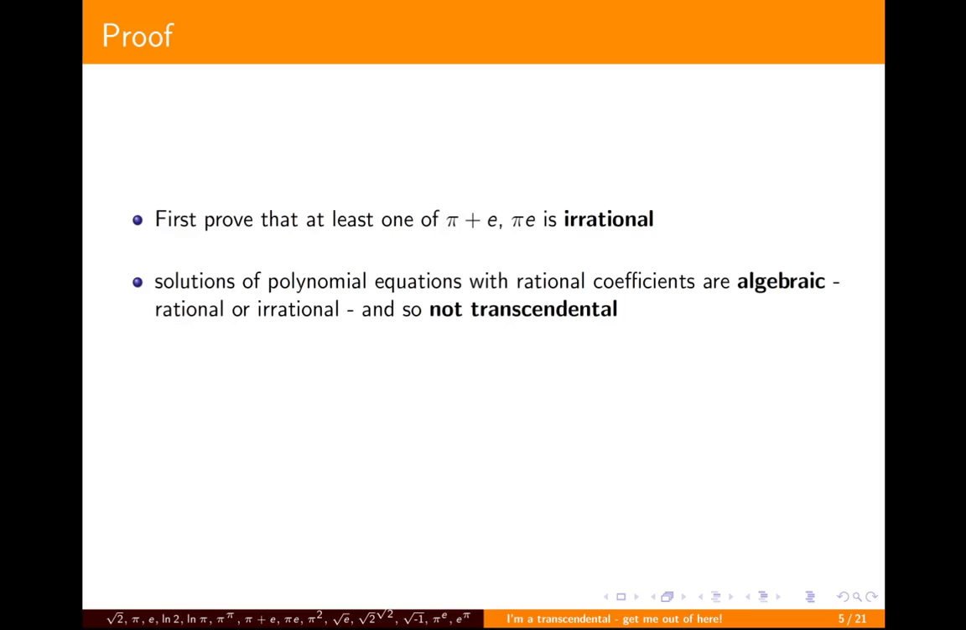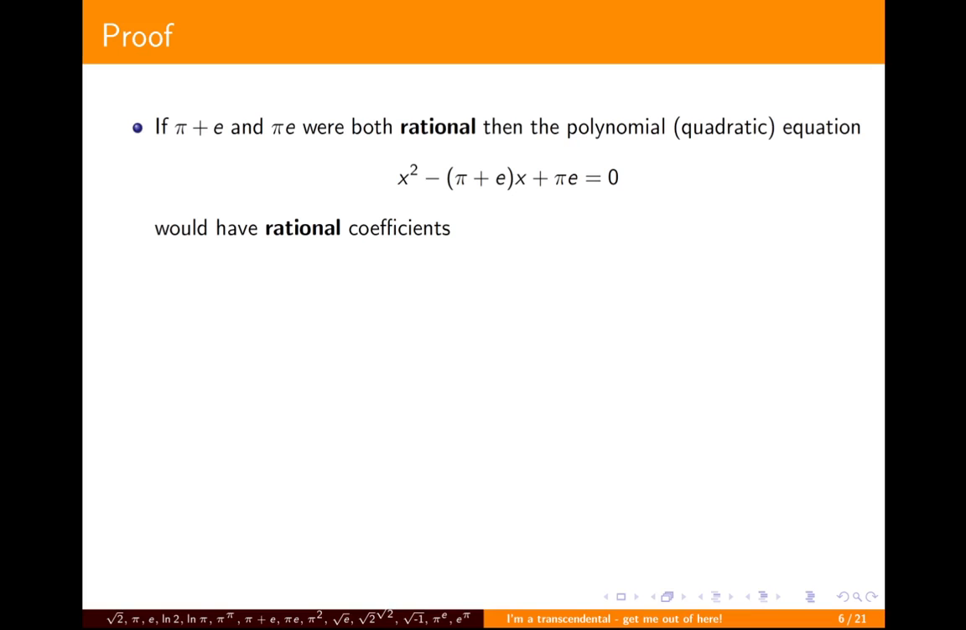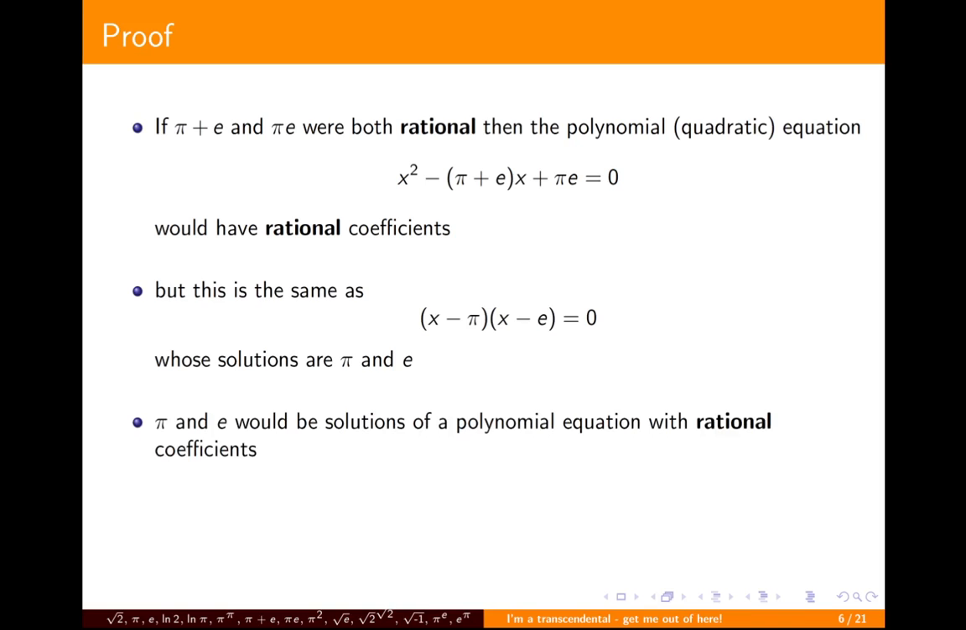Let us recall that solutions of polynomial equations with rational coefficients are algebraic, either rational or irrational, and so are not transcendental. Because pi and e are transcendental, they are not solutions of a polynomial equation with rational coefficients. So let's suppose the opposite, that pi plus e and pi times e were both rational. Then the polynomial quadratic equation, as shown, would have rational coefficients. On the other hand, that quadratic equation can be rewritten in the form shown, whose solutions are pi and e. That would mean that pi and e would be solutions of a polynomial equation with rational coefficients.